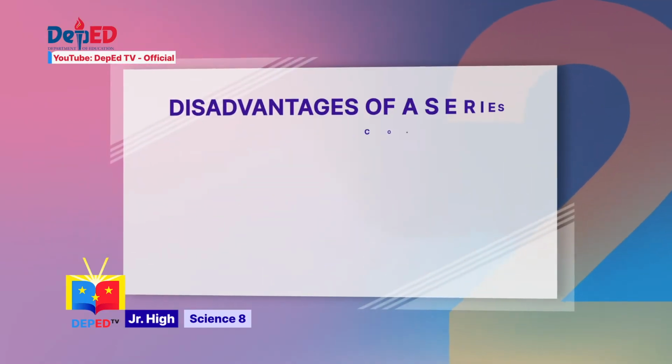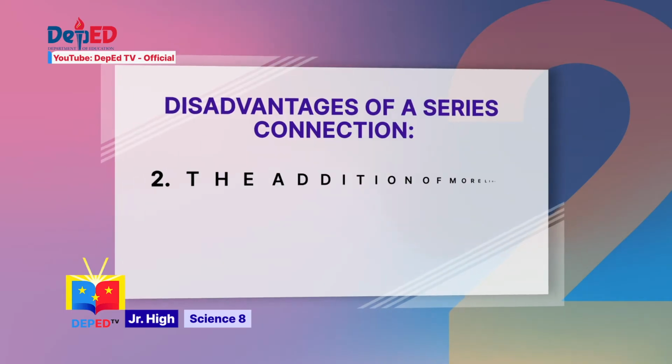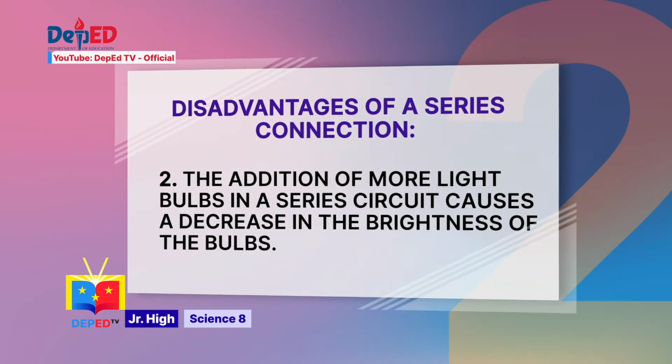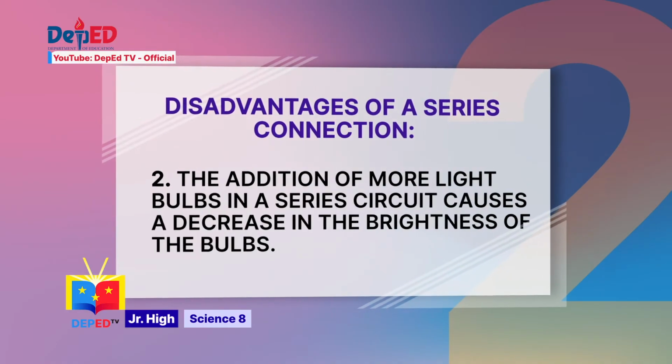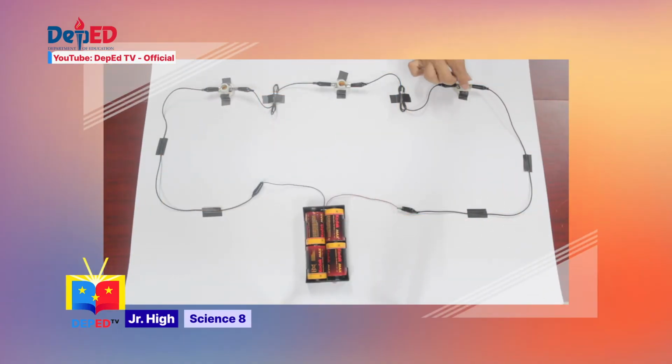2. The addition of more light bulbs in a series circuit causes a decrease in the brightness of the bulbs. Given a fixed amount of voltage supplied by the voltage source, the more bulbs are added would mean more bulbs will share the available electrical energy to be converted to light energy.